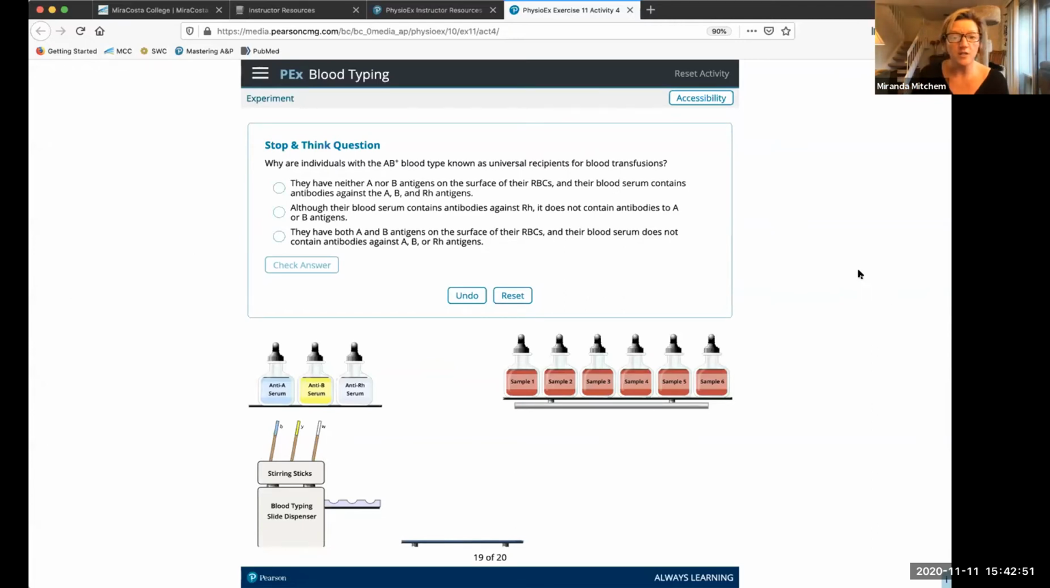So why are individuals with the AB positive blood type known as universal recipients? Well, this means that they've had exposure to the A antigen, to the B antigen, and to the RH antigen. Their immune system has had the opportunity to self-tolerize against the antigens that are expressed on the surface of their own red blood cells. So therefore, they don't develop pathogenic antibodies that agglutinate.